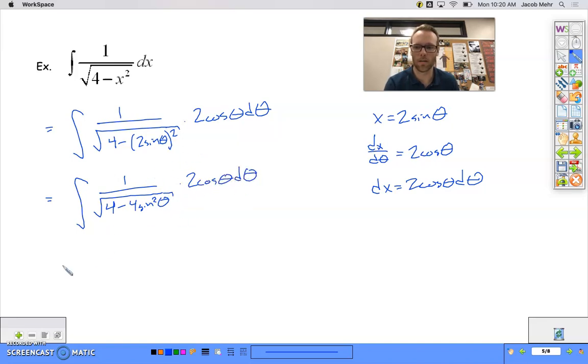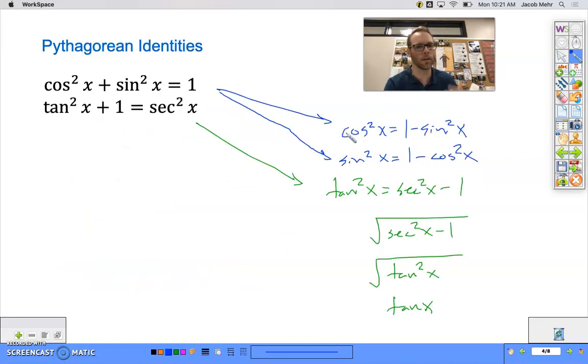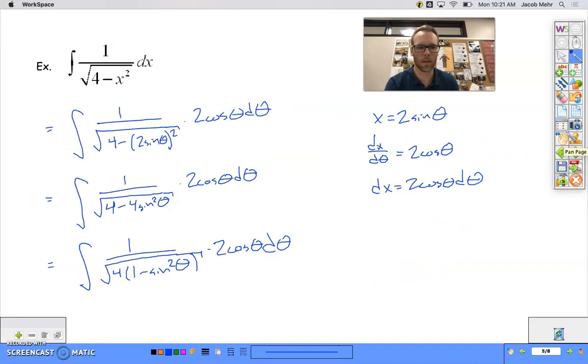Now here's that idea: I can factor out a 4 here. This is 1 over the square root of 4 times 1 minus sine squared. Sorry, my work is getting a little angled here. And what is 1 minus sine squared? 1 minus sine squared is cosine squared. That's why we picked this substitution, so we get cosine squared there.